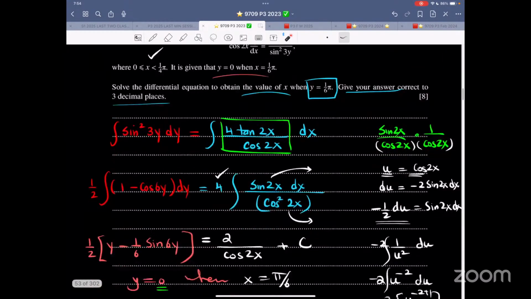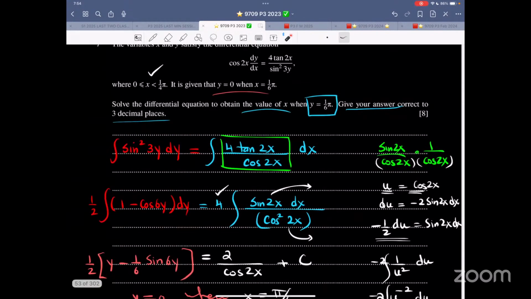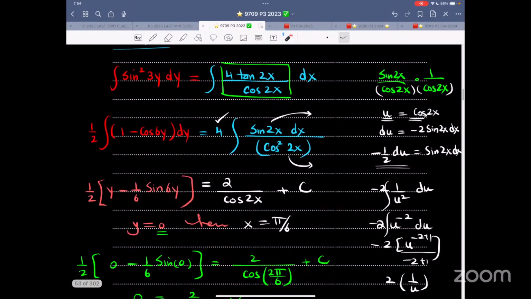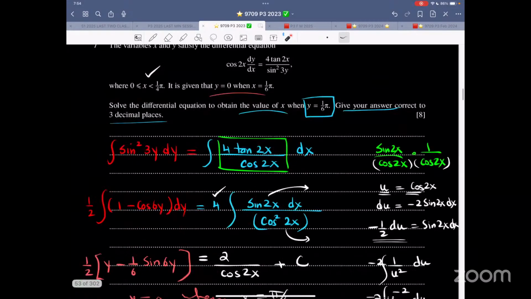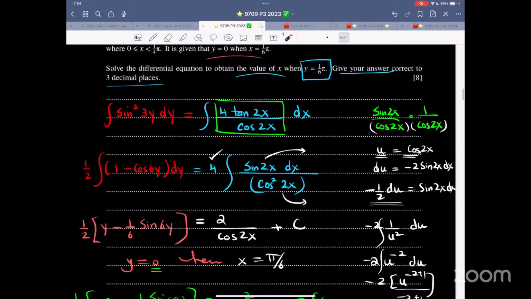First thing, look at the variable separable. All the y terms on the left, all the x terms on the right. First of all, sine square 3y dy. That has to be done using the double angle, and I have converted it. Sine square is half of 1 minus cosine something. If it's a 3, it's a 6 because of the double angle. For the x side, 4 tangent 2x. So sine 2x over cosine 2x, that is tangent, times 1 over cosine 2x. Now this is sine 2x over cos square 2x.